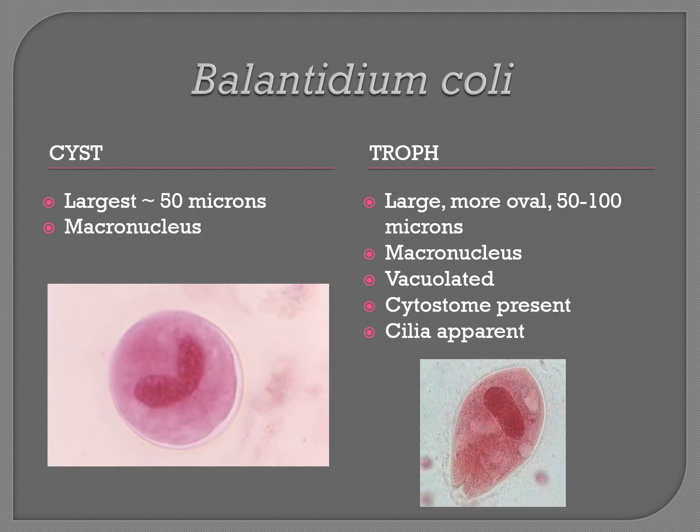The cyst of Balantidium coli is quite large and round at 50 microns in diameter. It has a very distinct macronucleus that's very easy to see. The troph is large and more oval shaped at about 50 to 100 microns. It also has a macronucleus that's very visible, and the cytoplasm can be vacuolated. It has a cytostome present, which is a rudimentary mouth, and you can see the indentation in the bottom left of the organism below, and that's the cytostome. And then it also has long cilia that are apparent as well, but it's tough to see them in these images, but they are ciliated.